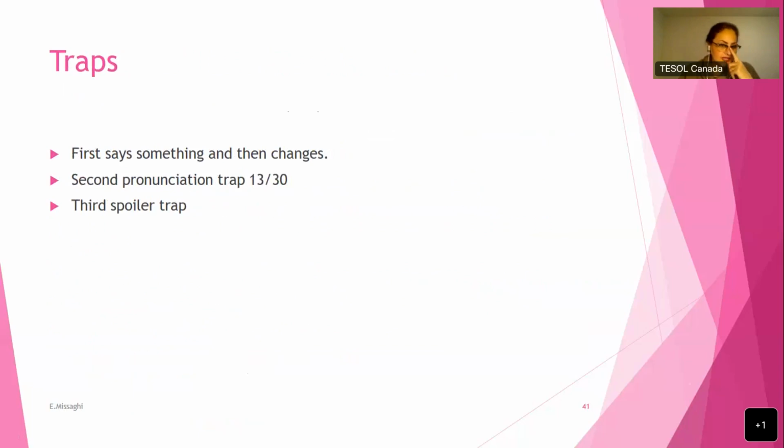Before showing you the sample, I just want to tell you the traps in listening. Number 1: they say something, and the student thinks they have found the answer. They choose the answer, but they have to concentrate until the end of the part, because at the very end the speakers change their ideas. So first they say something and then change it.